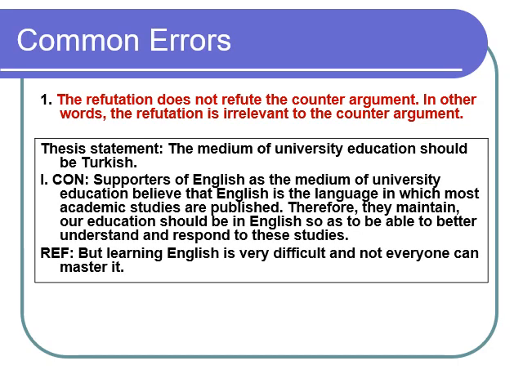Okay, and so I'm just going to give you an example here. If the thesis statement says the medium of university education should be Turkish, and then you've got pro, or I'm sorry, con. So the supporters give this information. What this is saying is that this refutation is irrelevant to the counter argument. It doesn't have much to do with that. So it's not very effective. So you need to make sure whatever your refutation is, whatever you come back with against this side is actually spot on, relevant to that particular statement.